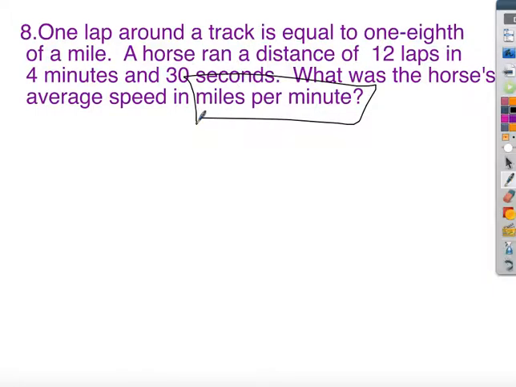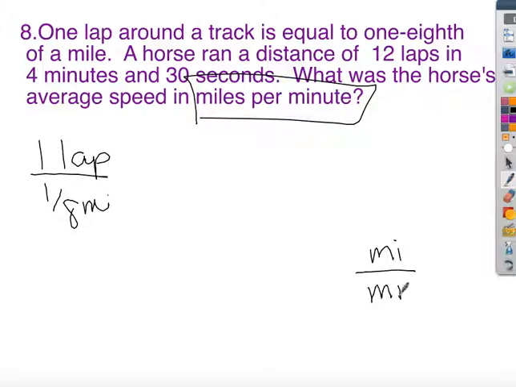Okay, so we're trying to get to miles per minute. What do we know right away? 1 lap is 1/8 of a mile. Okay, so we know that 1 lap is 1/8 of a mile, and we're trying to get to miles per minute. What do we know about our horse? It runs 12 laps in 4 minutes and 30 seconds. We know he ran 12 laps.